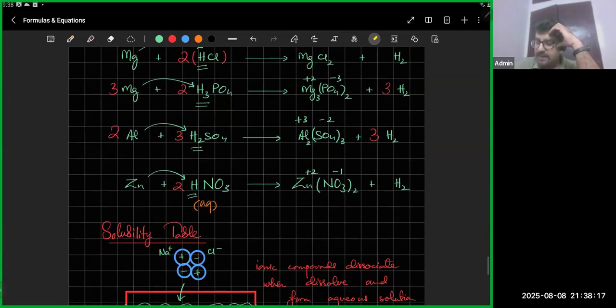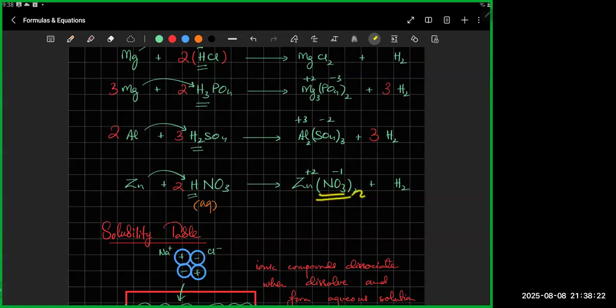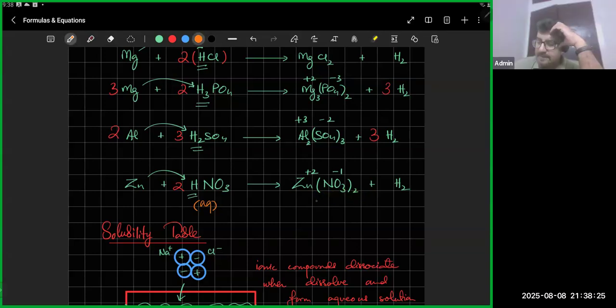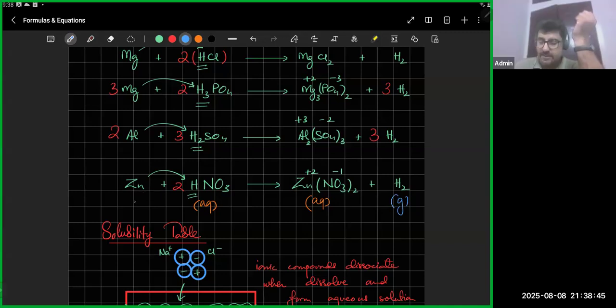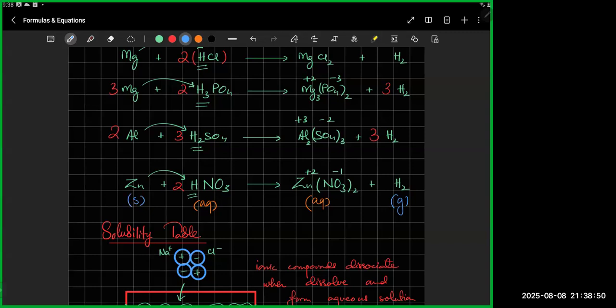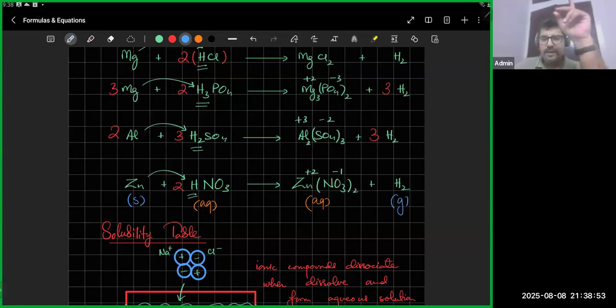So what is the state of zinc nitrate? It's got NO3 minus 1, right? So that means this will also be soluble. Anything that's got NO3 minus 1 is soluble. Anything that's an acid or has H plus 1 is soluble. I said this is H2 gas, but hopefully everyone knows this one's a gas, okay? And hopefully everyone knows zinc is a metal. It's a grayish metal, and that's a solid. Metal is a solid, okay?